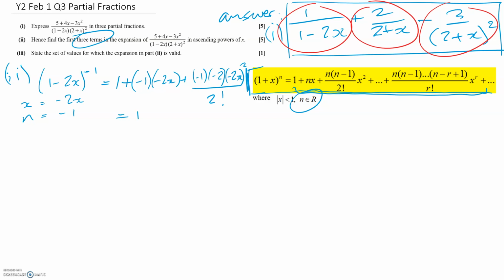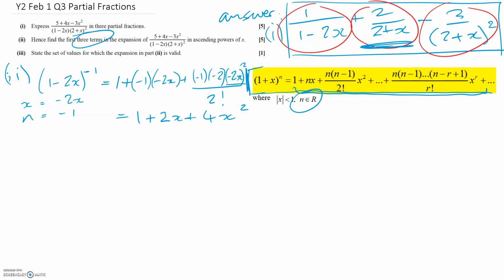If we simplify that, we've got 1 plus 2x. That's going to be 4x squared over there, so that's 4x squared times by 2. So that's 8x squared over 2, which will become 4x squared. Then we need to do the second one. So we need to do this one next.